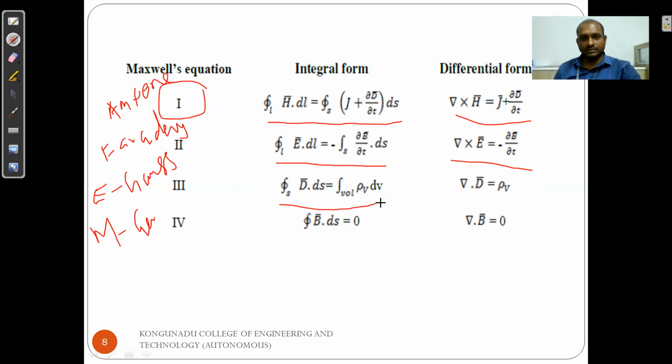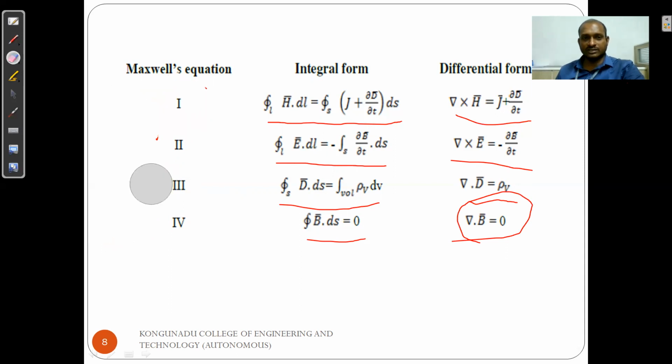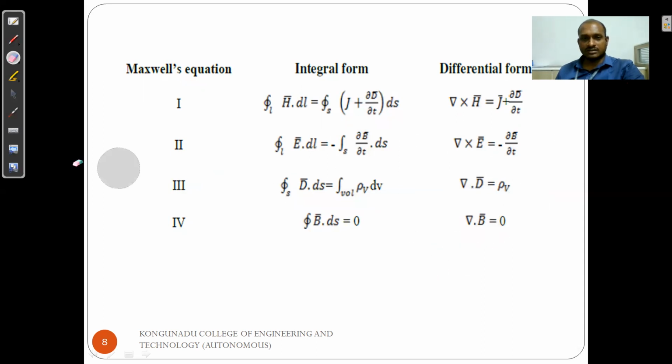By applying the electric Gauss law, surface integral D dot dS is equal to volume integral rho v dv. So the differential form is del dot D is equal to rho v. Maxwell equation 4 is derived from the Gauss law for magnetic field: integral B dot dS is equal to 0. If you apply the divergence theorem, del dot B is equal to 0. So these are the 4 fundamental Maxwell equations, derived from the different magnetic laws. Thank you.